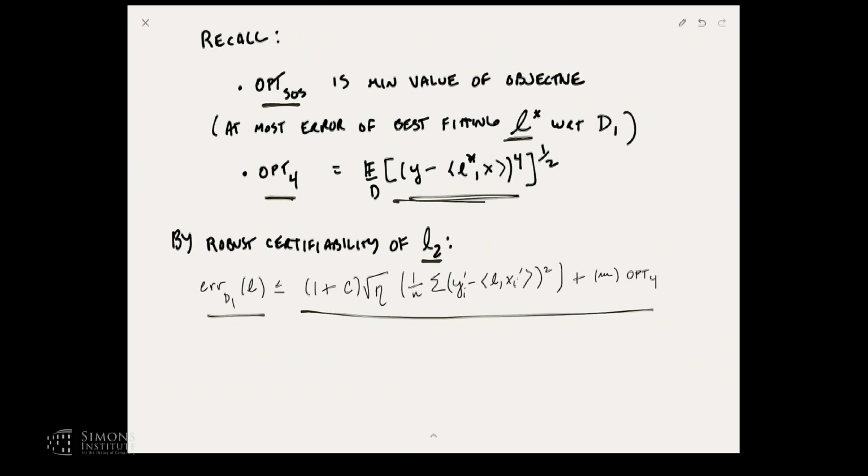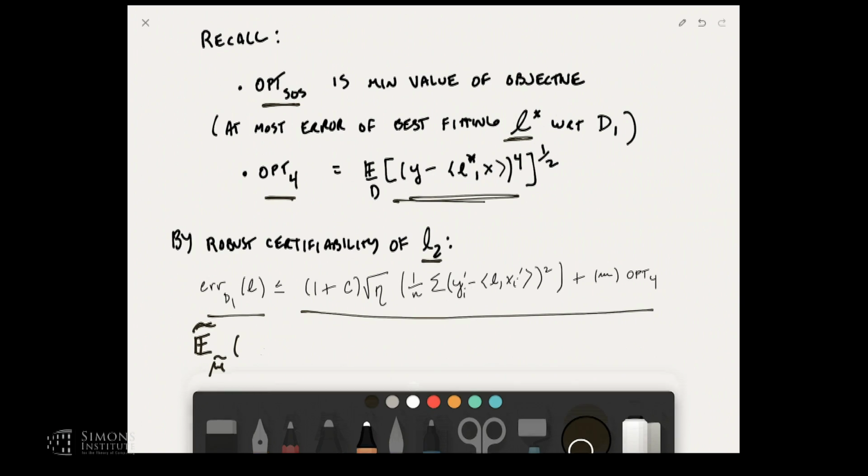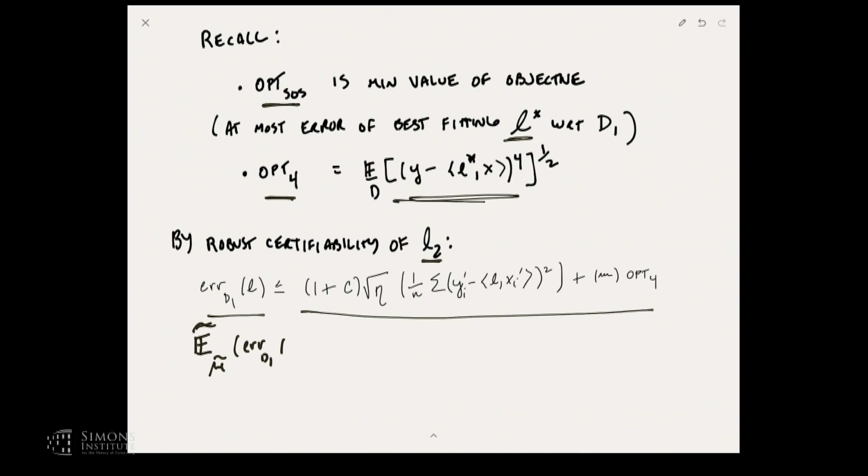Okay, so by my crude understanding of pseudo expectations that I mentioned on the previous slide, remember we proved this for linear functions, it turns out you can also prove it for pseudo distributions. Okay, so instead of L here, I can get the pseudo expectation of L. Error d1 of L on the left-hand side. And then on the right-hand side, when I plug in my pseudo expectation, I'll get opt-SOS here. And this stays as opt-4.